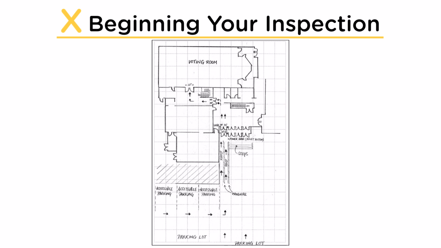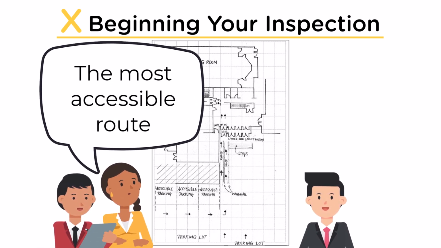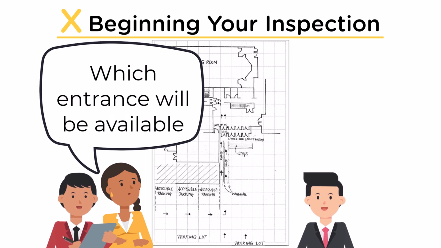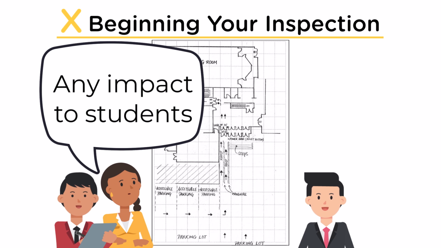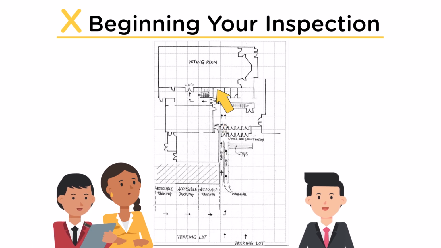Before assessing the voting location for accessibility, discuss and determine with the landlord the most accessible route from the parking lot to the voting room, or, for internal inspections, from the elevator to the voting room. Which entrance will be available on polling day, and/or advance poll days, and any impact to students if the location is in a school. The route you follow during the accessibility assessment is the route electors will follow, and should be agreed upon by inspecting pairs and the landlord.